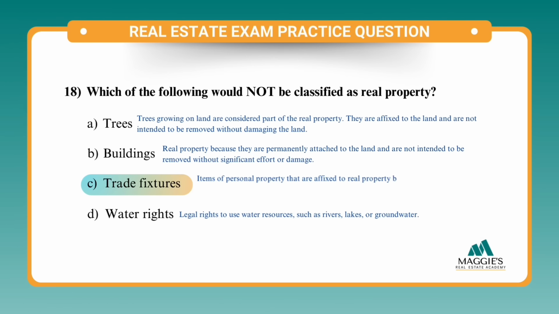So trade fixtures, remember, those are items of personal property that are affixed to real property by a tenant or business owner for the purpose of conducting business. Like a dentist would need a dentist chair, an x-ray machine. Those are trade fixtures. So unlike fixtures that are considered part of the real property, like a chandelier or a built-in bookshelf, trade fixtures are generally removable by the tenant or business owner at the end of the lease term without causing damage to the real property. Therefore, trade fixtures are classified as personal property rather than real property.